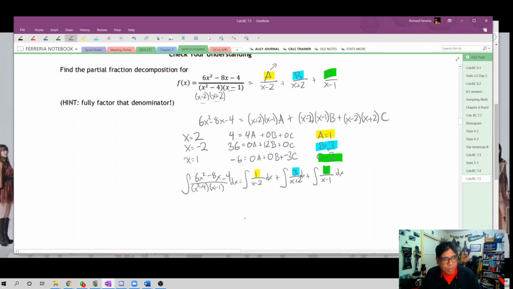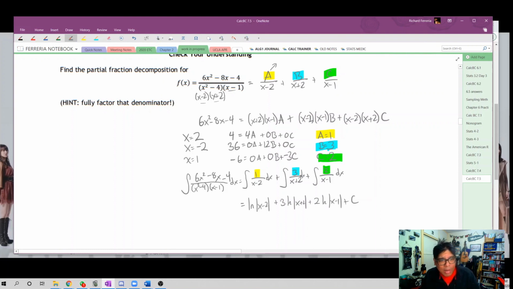Now the right side's pretty easy to take the antiderivative of. These are all linear terms. There is no coefficient for x on the denominator, and all the x's are positive, so it's just natural logs. So the natural log of the absolute value of x minus 2 plus 3 times the natural log of the absolute value of x plus 2 plus 2 times the natural log of the absolute value of x minus 1 plus constant.